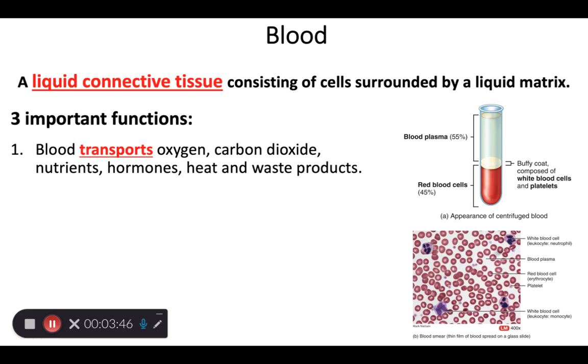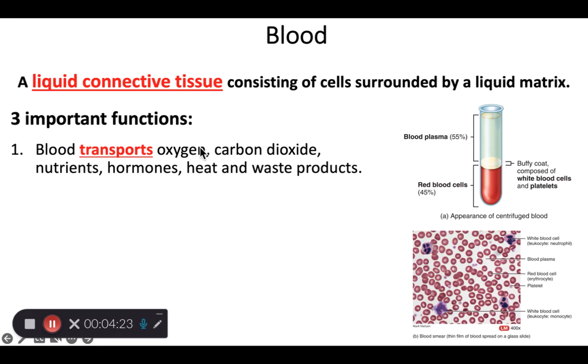Basic functions of blood. So blood transports. So we have to transport gases. So oxygen enters at the lungs and then has to be transported to all the cells of the body. Carbon dioxide has to go the other way. It's produced by cells of the body and has to be transported to the lungs. Nutrients enter the bloodstream at your intestines, and then they need to be circulated throughout the body. All those hormones we learned about in the last chapter have to circulate in blood.